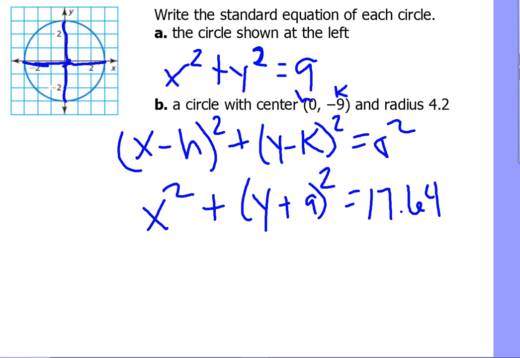So that's the basic version of how we use the standard equation of a circle just by basic identification.